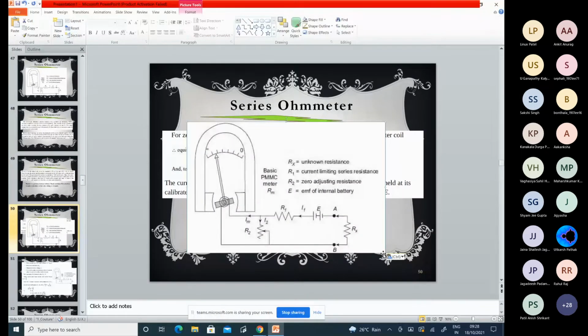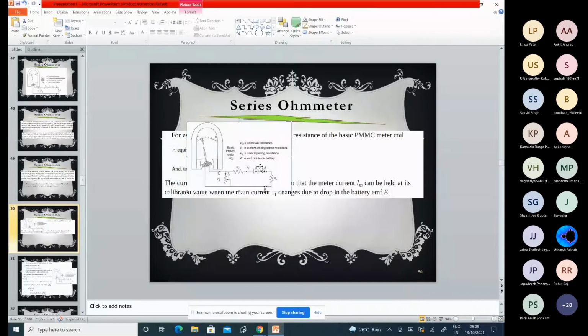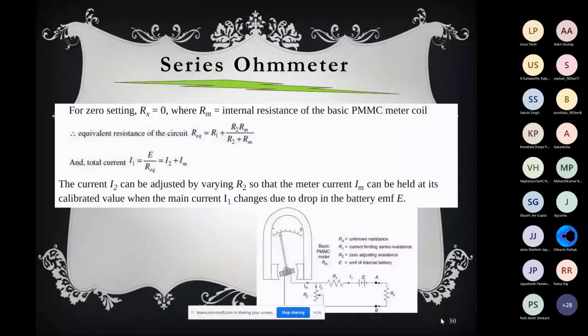Okay, now let's see. For zero setting, Rx, that means unknown resistance, should be 0, and Rm, that means the resistance of the meter, the basic PMMC meter coil, will be the Rm. So what will be the equivalent resistance? R equivalent will be Rm and R2 in parallel. You see the figure, Rm and R2 will be in parallel, and then in series with R1. So the equivalent resistance will be R1 plus R2 and Rm in parallel. That means R equivalent will be equal to R1 plus R2 Rm by R2 plus Rm.